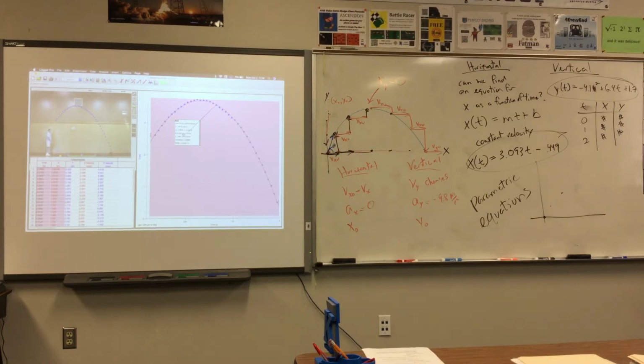All right. So we've got this. Type in 3.093, and then you're going to hit the X button. But wait, the X button has changed. It's now a T. In fact, if you look at the X button, it has X, comma T, comma theta, comma N. Minus 0.449. And then we're going to do the other one. Negative 4.1 T squared plus 6.4 T plus 1.7.